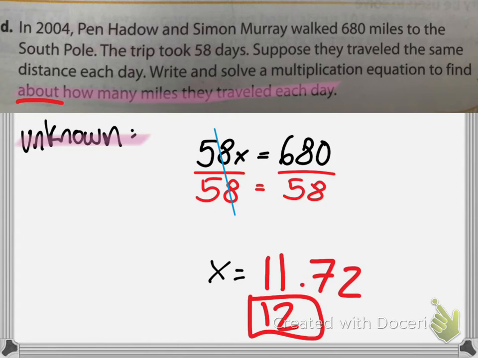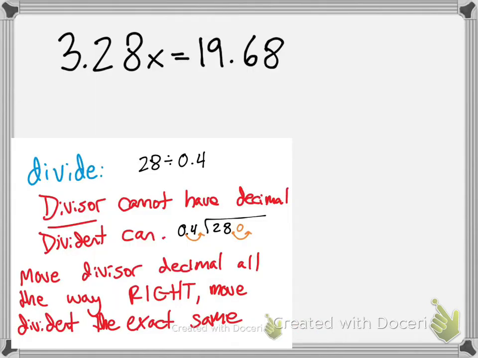They had to walk more, just like we would have to buy more room on a bus to fit the students. As a reminder, when we're dividing by decimals, the divisor cannot have a decimal. So you must move the divisor's decimal all the way to the right and the dividend's the exact same amount. So I want you to solve for x here.